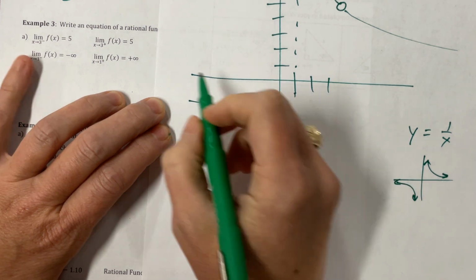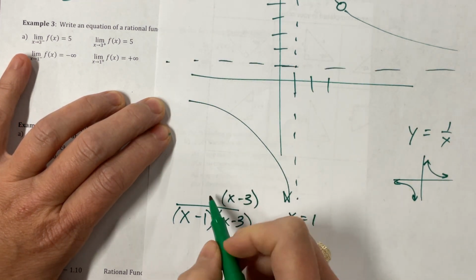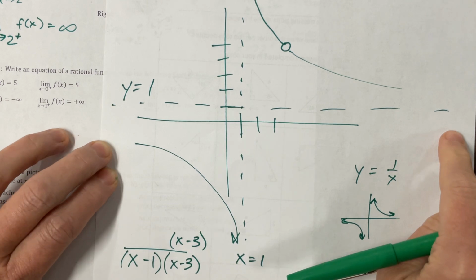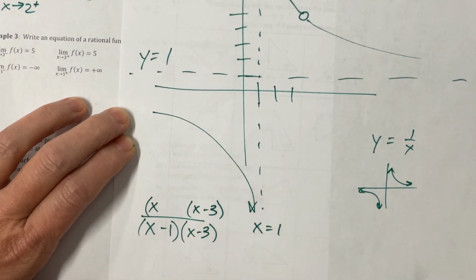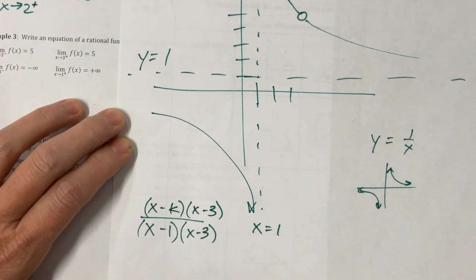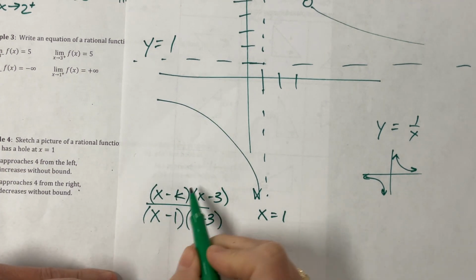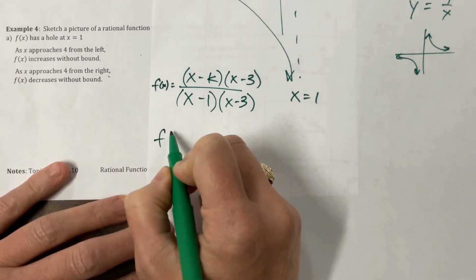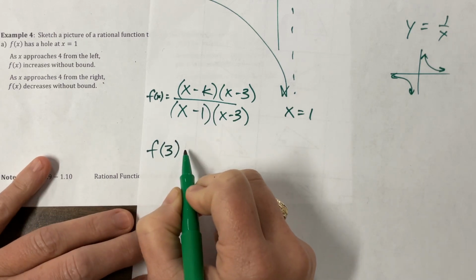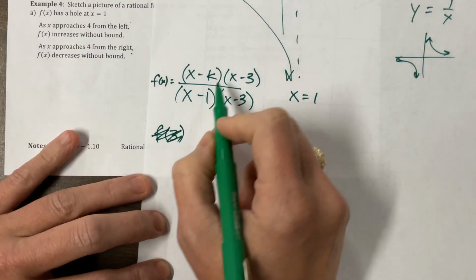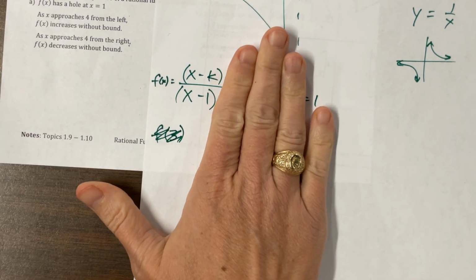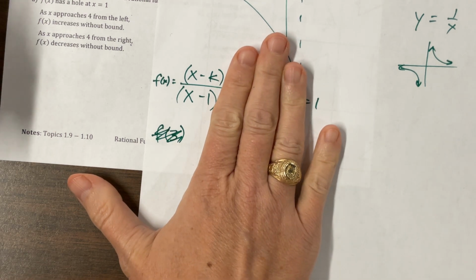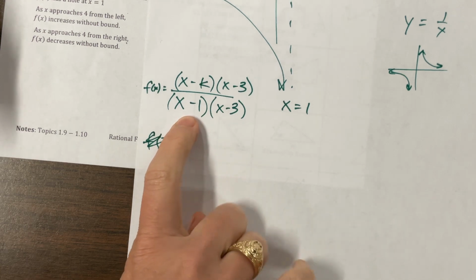Let's pretend, just for the sake of it, that y equals 1 is an asymptote, because he didn't tell us one way or the other. So in that case, we'd have an x minus, my favorite letter is k. We've got this type of equation, and if this is f of x, then I need f of 3 to equal 5. After I remove my hole, when I plug in 3 into that equation, I should get 5. That will help me determine what k is. So far, this has an asymptote at x equals 1.